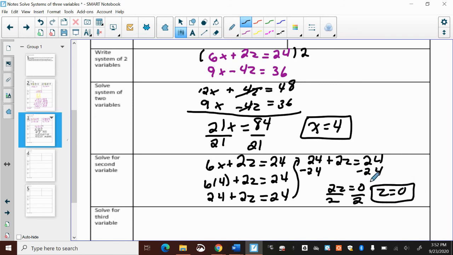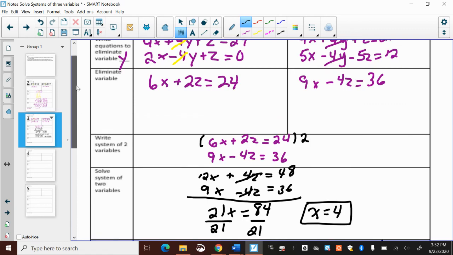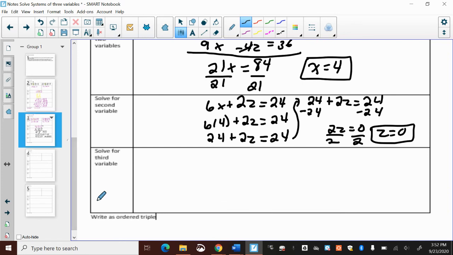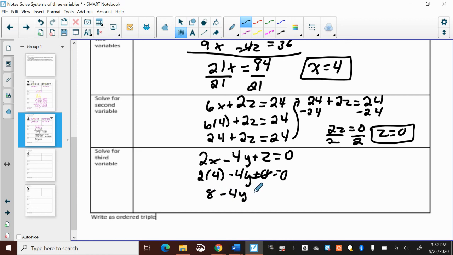Okay, now we've got 2 of the 3. Like I said earlier, you're going to go back to your original equations. I'm going to pick the second one this time. That looks like a little bit easier numbers to work with in order to substitute in to find that third variable. So our equation is 2x minus 4y plus z is equal to 0. We know x is 4. We're looking for y. We know that z is 0, so plus 0. That guy's just going to go away. It's going to be 8 minus 4y is equal to 0.